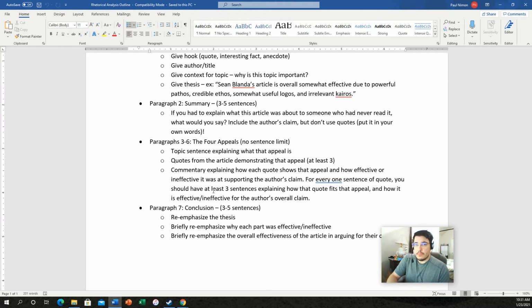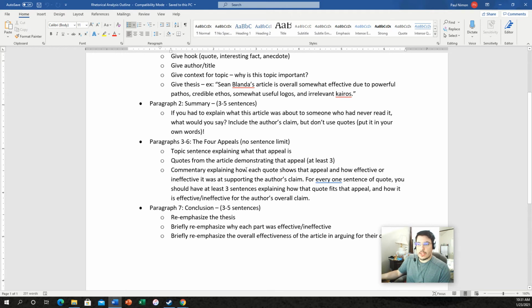You give me a quote, you explain how that quote is effective or ineffective in supporting the author's claim. Okay, now this means that you're going to need to establish what the author's claim is. And I forgot to mention this, but you do that in the summary paragraph. Don't quote their claim, put it in your own words. What is the author's claim? What is the thing that she is trying to prove? That should be in your summary.